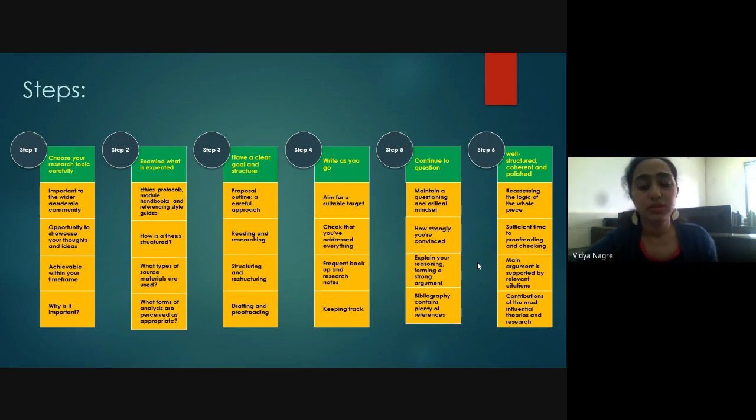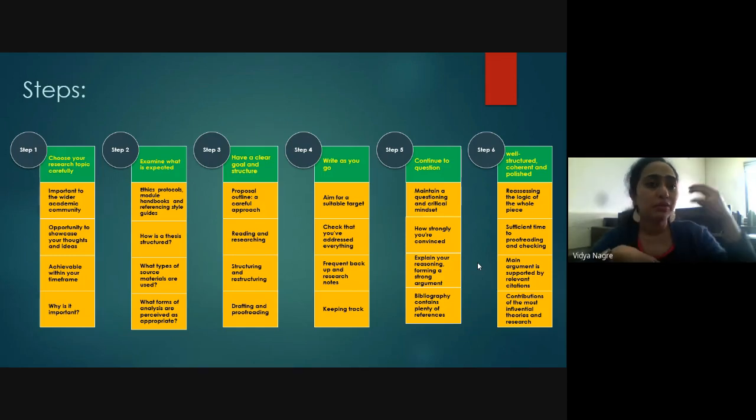in the form of your thesis. So reassessing the logic of the whole piece, it should have one sequence, one logic, one coherence. It should not be divided into parts, with all these parts talking about something very different which is not related to each other. It should not happen like that.